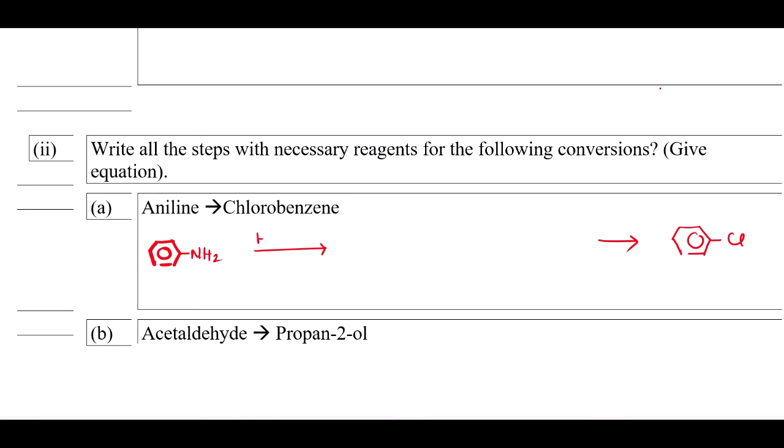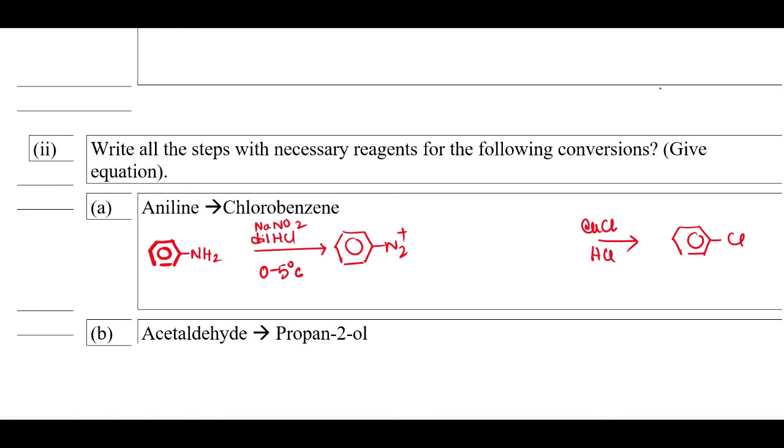So if we add dilute HCl at 0 to 5 degree centigrade temperature, along with NaNO2 as the source of NO positive electrophile, we will get the diazonium salt here. Once we have the diazonium salt, we can use the Sandmeyer reaction, and we can give CuCl, HCl also. So it will easily convert the diazonium salt to chlorobenzene.